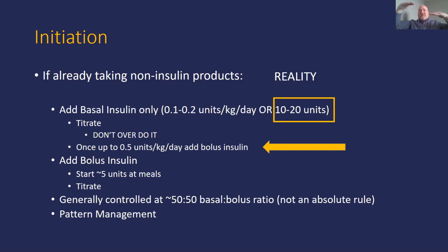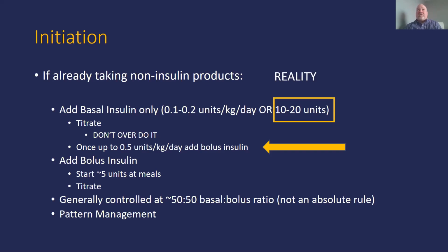And now we find that we're starting to get some sugars that are almost too low in the morning. Well, now you've got to start backing off of the Lantus. So now as you're going up on the mealtime and down on the Lantus, they're going to kind of meet in the middle at about a 50-50, 60-40 basal bolus ratio. And that's probably where you find you got the patient in good control.